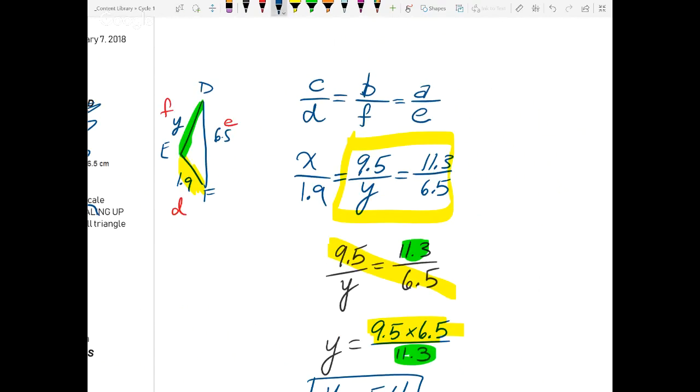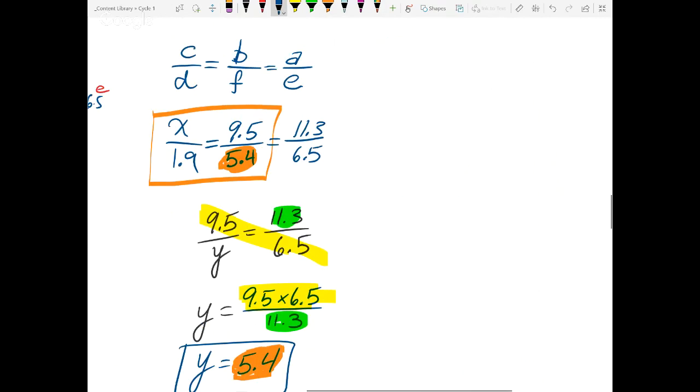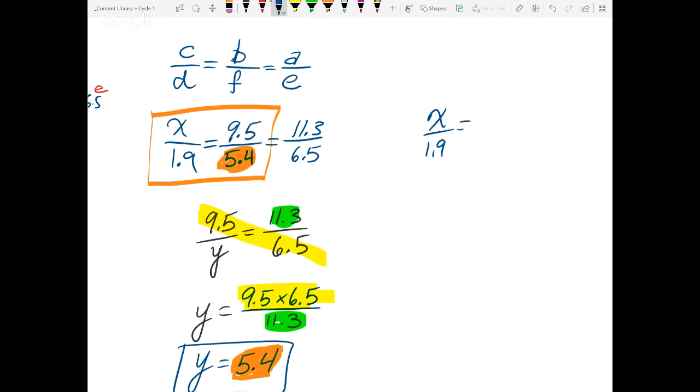And so now I can actually come up to this fraction if I want, and I can actually replace that with like 5.4. And if I know that that's 5.4, what can I do next? What can I do next? So now if I want to find x, what's my new ratio? That's right. It's the exact same thing. X over 1.9 equals 9.5 over 5.4.